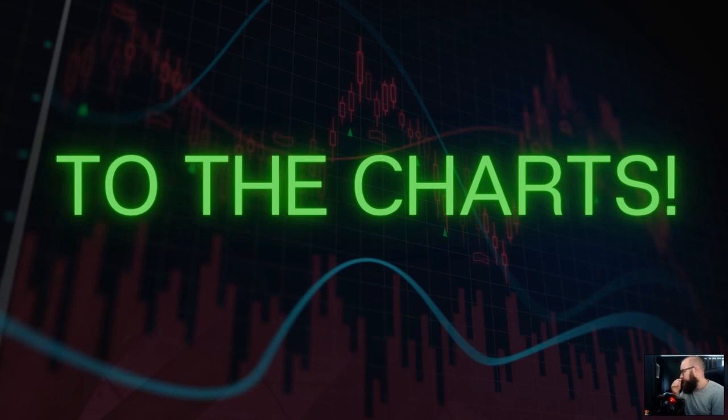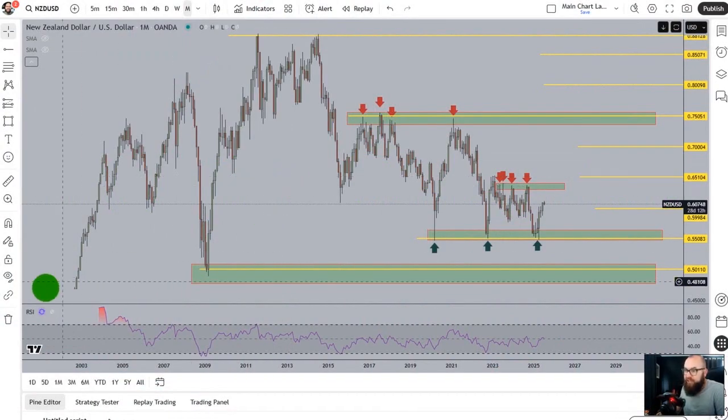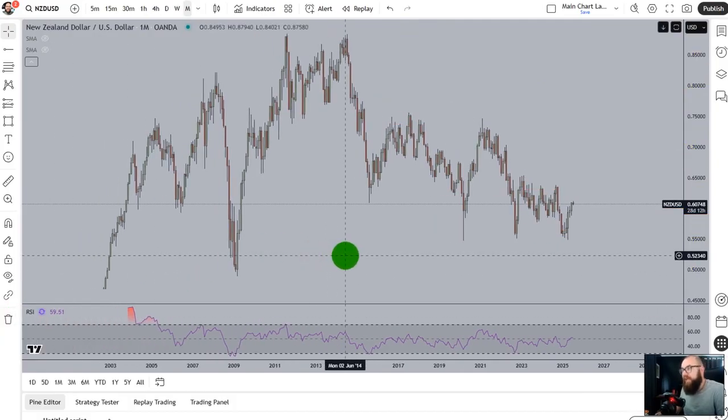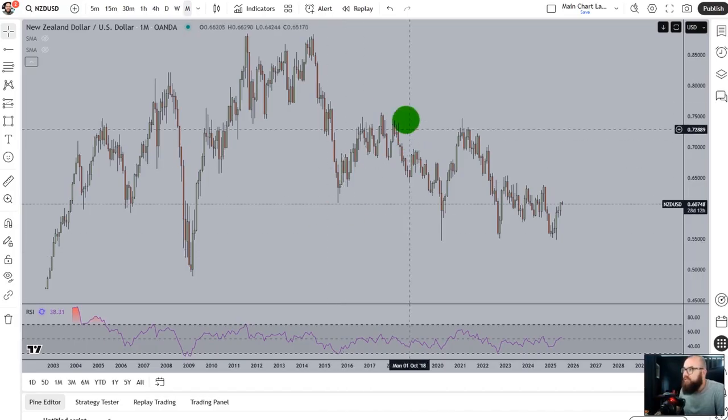Okay, to the charts. Let's have a look at some diagonal support and resistance. So we're back on New Zealand dollar, US dollar. What I'll do is just clear all of this off, remove all those drawings, and let's see if we can find some diagonal support and resistance. From my experience, I think diagonal support and resistance is harder to spot, harder to draw, but it is there. The best thing to do is look at swings.